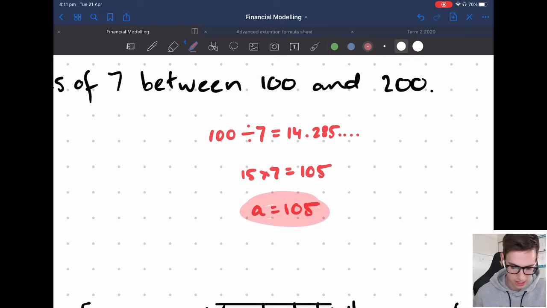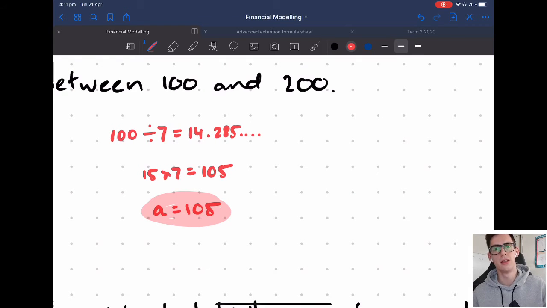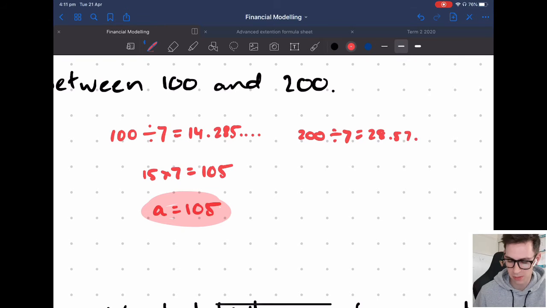Okay? So then I need to find, using the same method, the biggest multiple of 7 between 100 and 200, so closest to 200. So again, I'd go 200 divided by 7. Again, just chuck it into your calculator. Divided by 7, you get 28.57, blah, blah, blah.